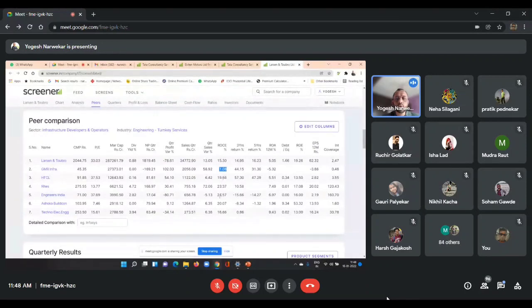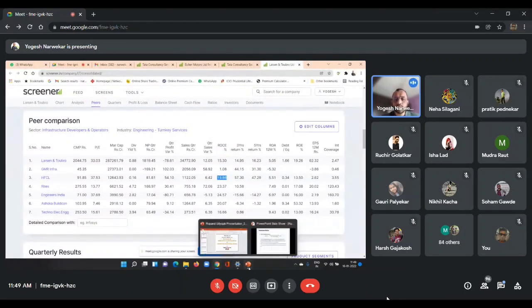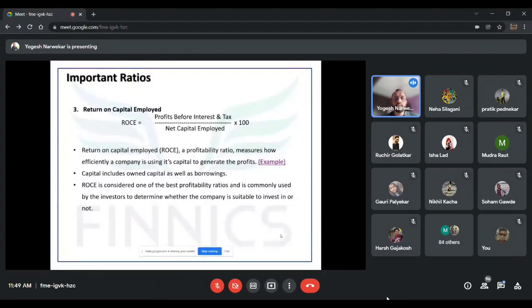If you go down, Ashoka Buildcon is another company which is into infrastructure and road development. They have got a return on capital of 20%. HFCL is there. They have got a return on capital of 19%. So this shows you the return on capital employed by the companies. And it is again a very good ratio which is used by investors to know the profitability. Generally, if I am putting a capital of 100 rupees, from that I am generating around 15% profit, which is a very good margin.